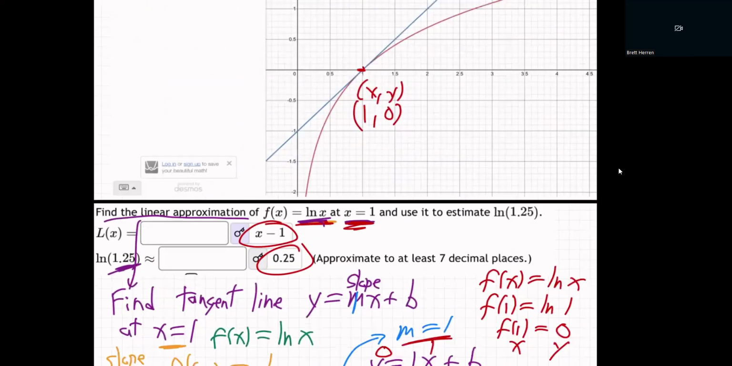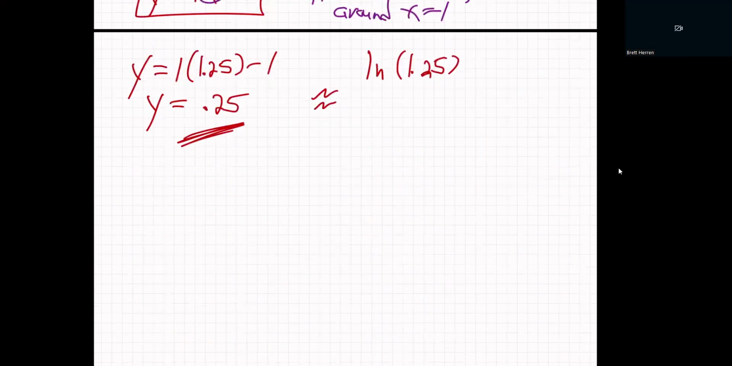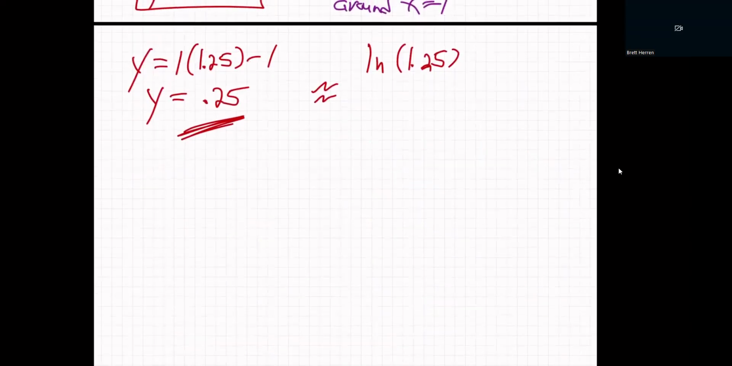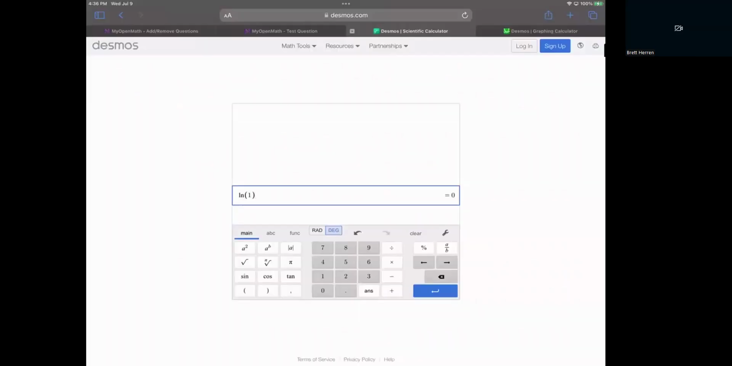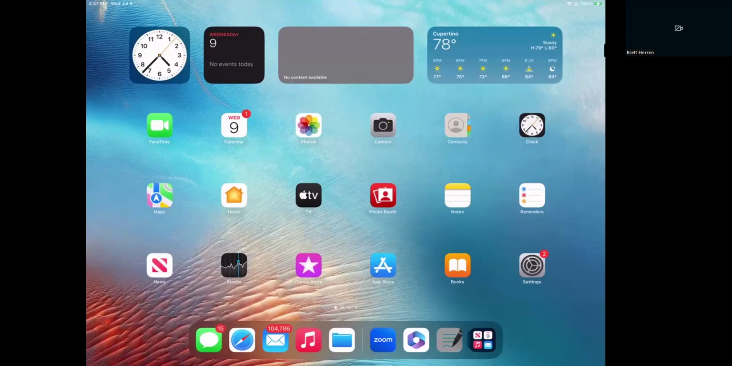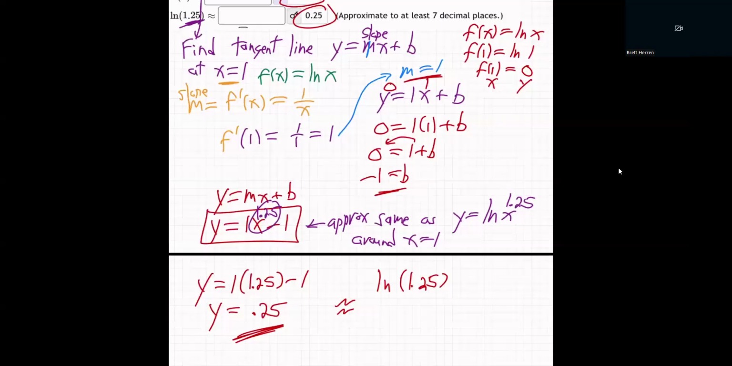What is it really? I don't know. Let's go back and find out. What is the real natural log of 1.25? Let's find out. I'll go back. Make that 1.25. See how it's what? 0.2231, blah, blah, blah. So it's pretty close to 0.25. It's not exactly the same, but it's pretty close. So there we go. There's the approximation, and that's how we do that.